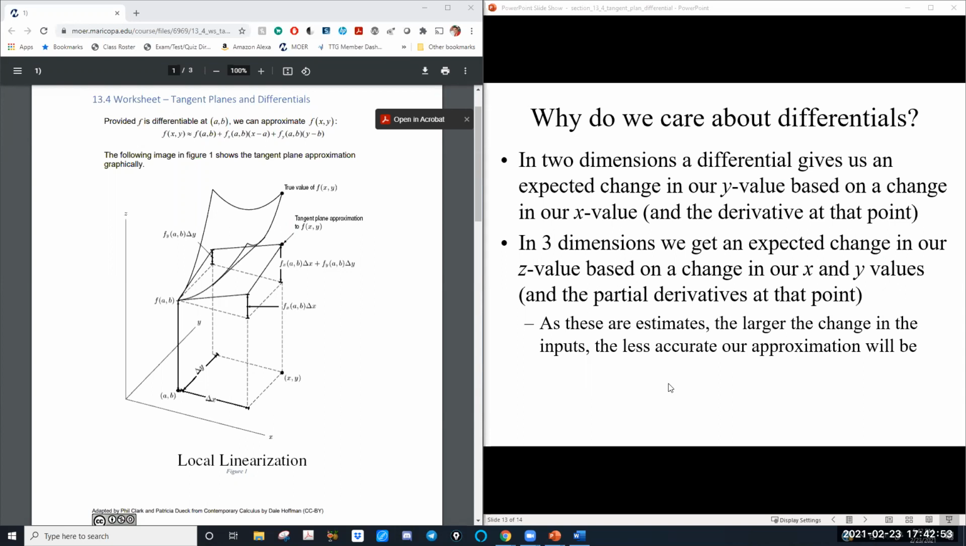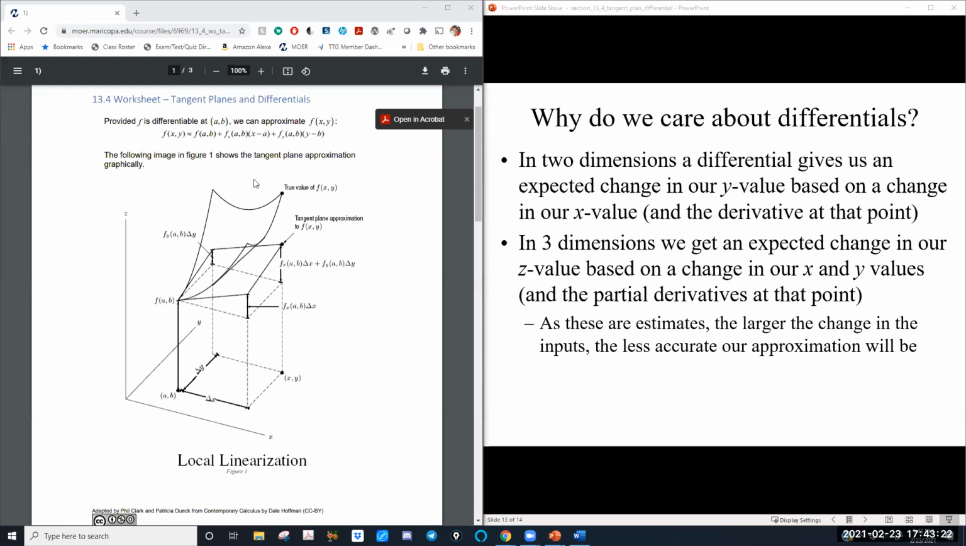The way you would do a differential in practice is you would find your partials at your point, and then your partial with respect to x would get multiplied by your expected change in x. Your partial in the y direction would get multiplied by your change in the y direction. You'd add those together to get your approximate change in the z direction.